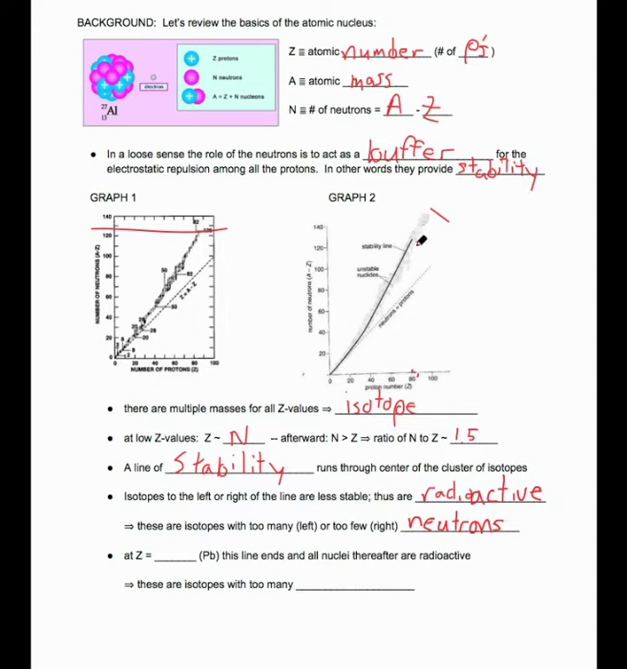Then important to understand is, like I said earlier, the line of stability ends abruptly right about there. All this little island of isotopes are therefore radioactive. This starts at atomic number 82, which corresponds to lead, which is a very stable nucleus for at least one of its isotopes. Generally these are all radioactive, not because they have too many neutrons, but rather because they have too many protons.